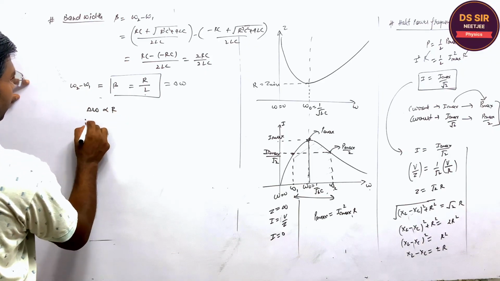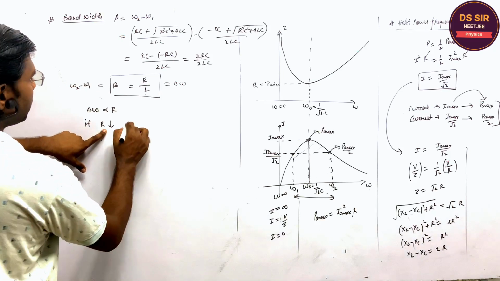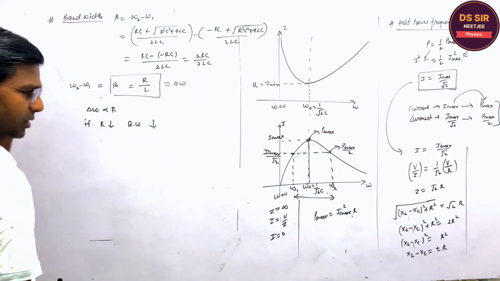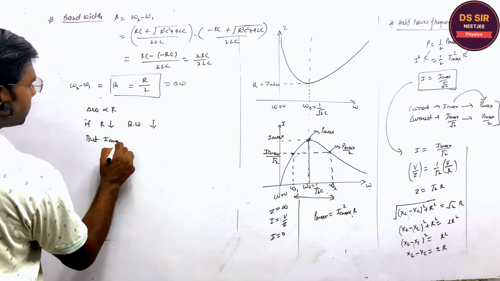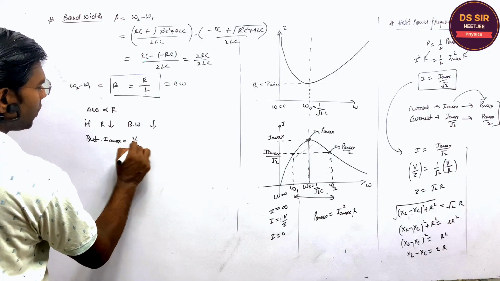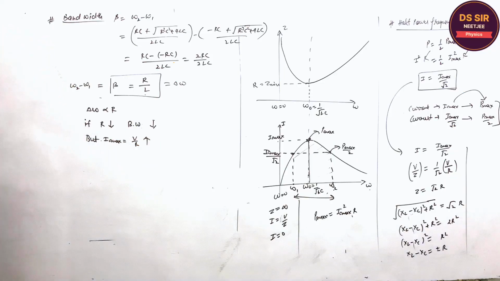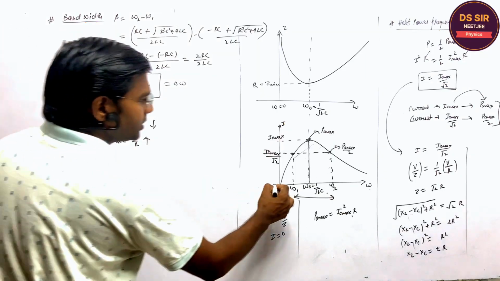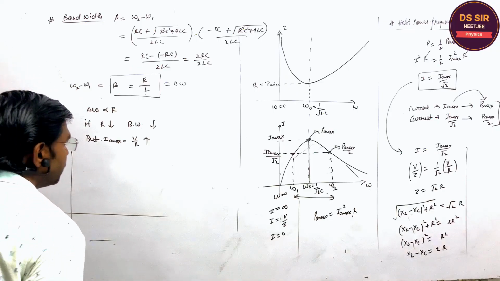Say R. If R is decreasing, bandwidth is also decreasing. But what is the maximum current? Maximum current is V upon R. If R is reducing, the maximum current will increase. So if you draw the graph, listen one thing. This is the current versus frequency graph. Are you getting or not?